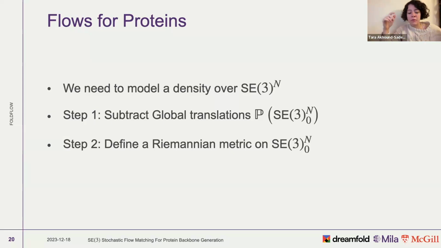And that's what we denote with SE3_0^N, which is a subspace of SE3^N, and it's a subgroup, so we can define everything that we did previously on this SE3_0^N.